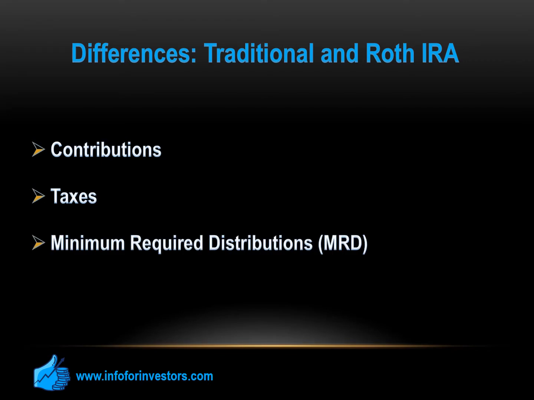Minimum required distributions, MRD, is another difference between the plans. The IRS requires from you to start making MRD from your traditional IRA once you turn 70 and a half. There's no such requirement for a Roth IRA, as long as you are the original account holder.